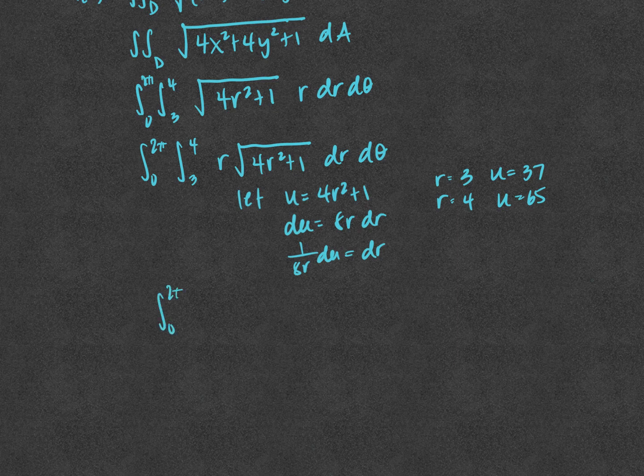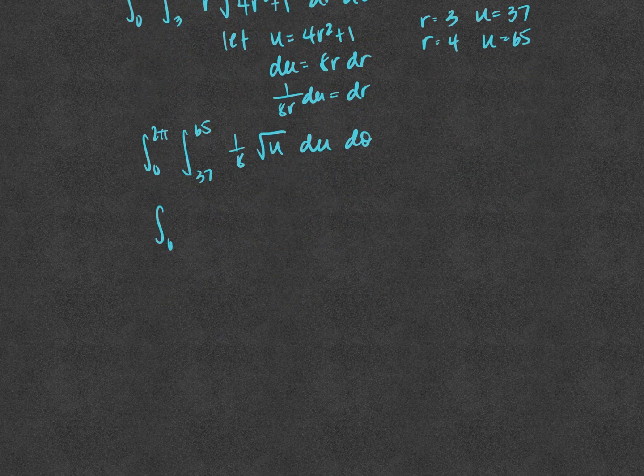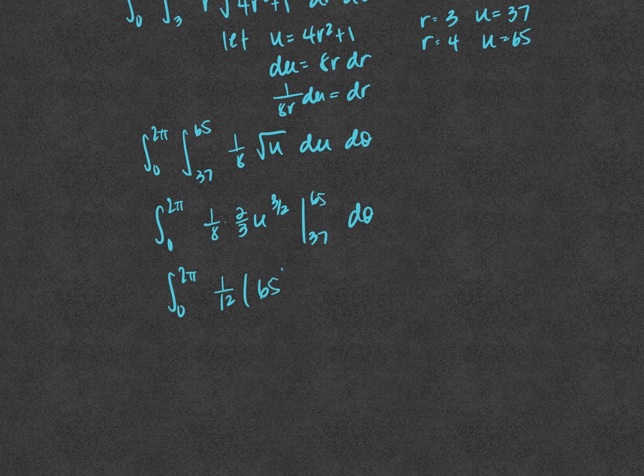So we have the integral from 0 to 2 pi, the integral from 37 to 65, and that r is going to cancel, so we have 1/8 times the square root of u du d theta. So when we integrate with respect to u, we get 1/8 times 2/3 u to the 3/2 from 37 to 65. Very messy answer, d theta. So the integral from 0 to 2 pi, this is 1 over 12, 65 to the 3 halves minus 37 to the 3 halves, with respect to theta.